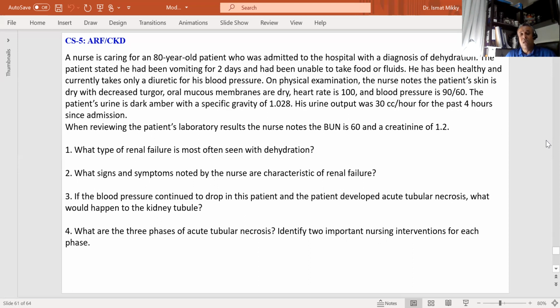So the kidney in pre-renal failure is not damaged. The decrease in the blood volume will decrease filtration and cause abnormal kidney function tests. So the results of the renal function tests will be abnormal, but there is no actual damage to the kidney.